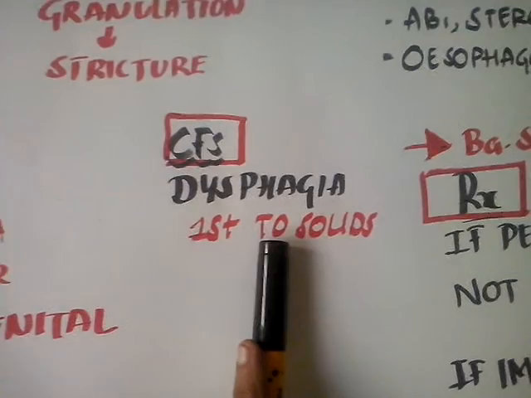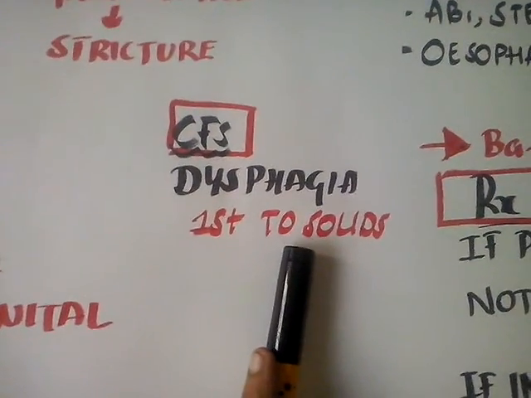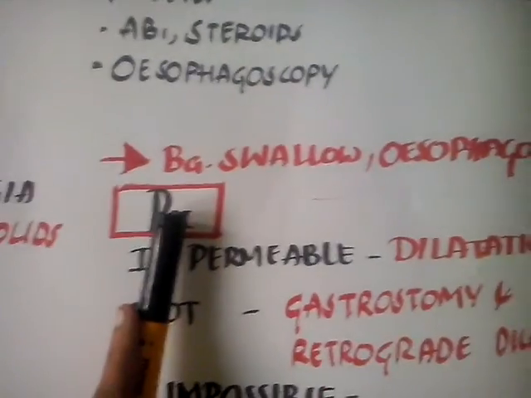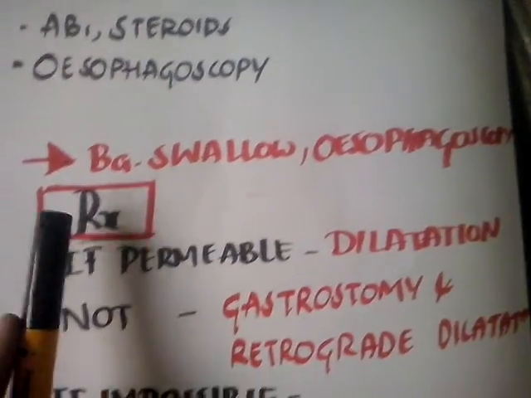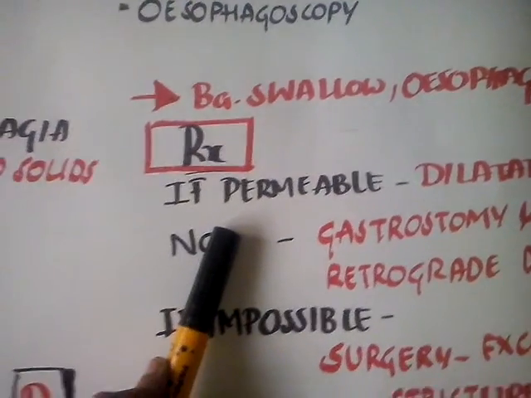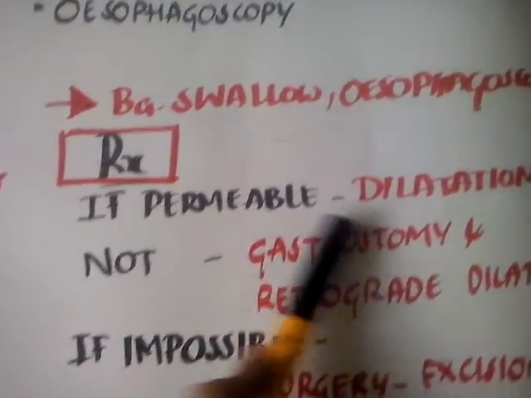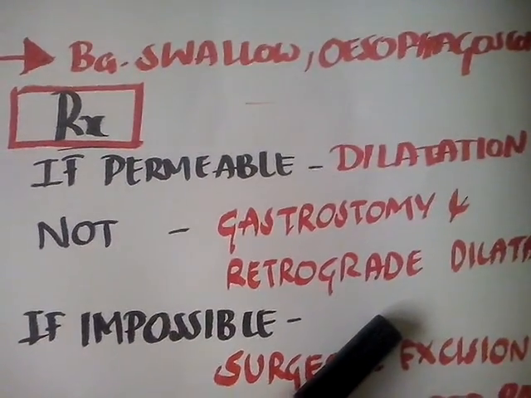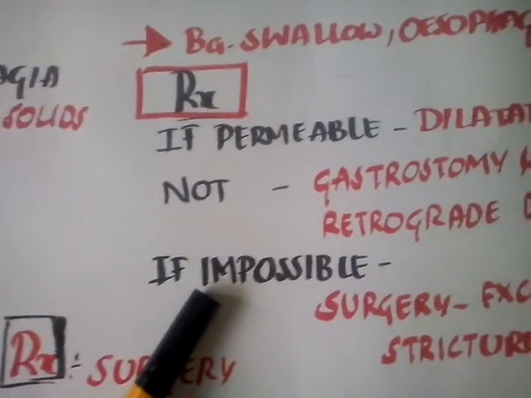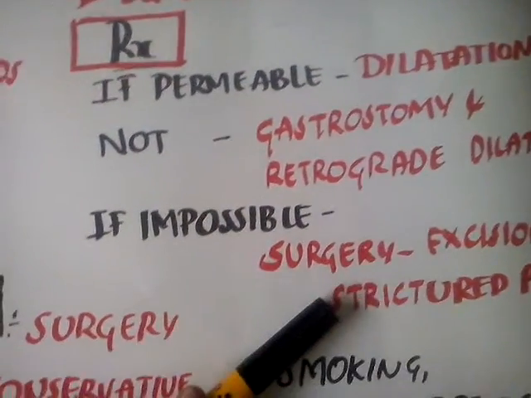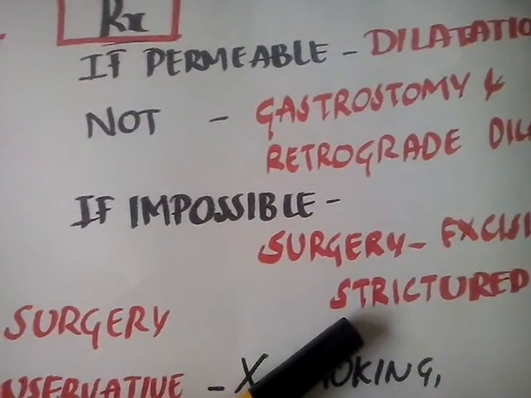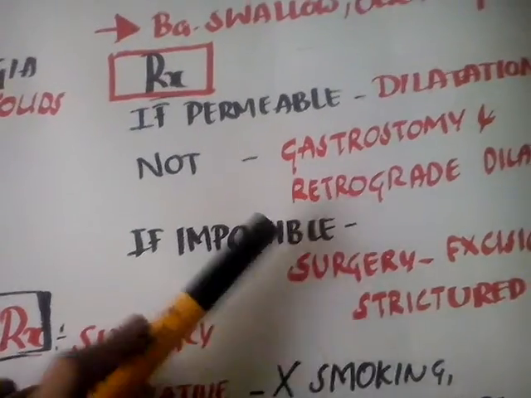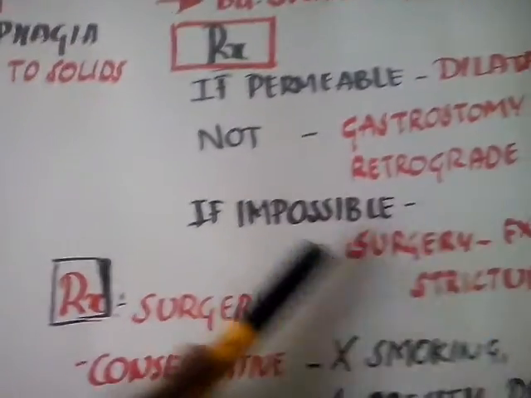Clinical features: dysphagia first to solids and then later to liquids, and also cough. Diagnosis is by barium swallow and esophagoscopy. Treatment: if the stricture is permeable, dilatation is done. If not permeable, gastrotomy and retrograde dilatation are done. If impossible, surgical excision of the strictured part is done. Impossible in the sense there is no chance of dilatation of the stricture.